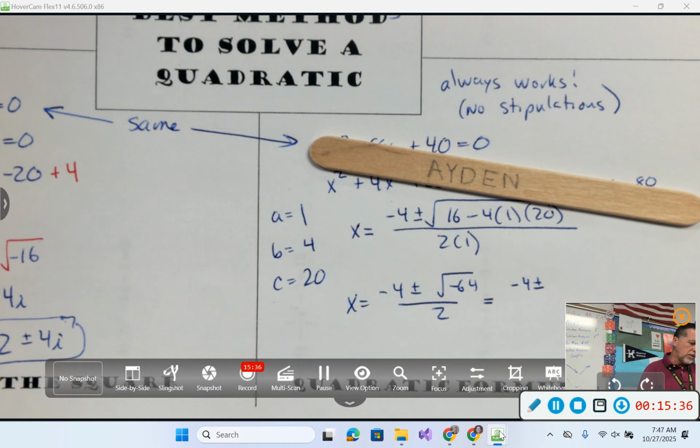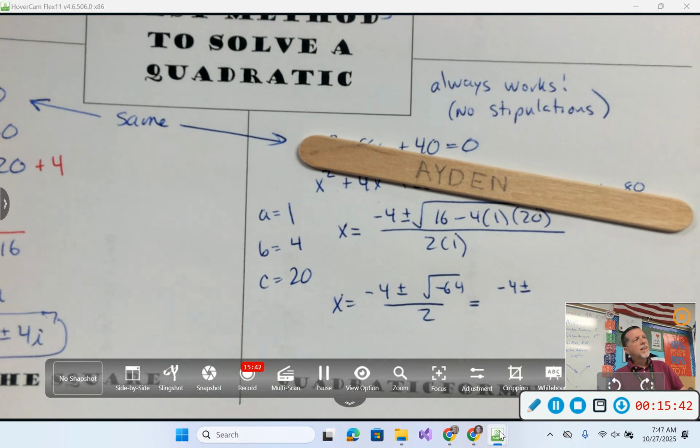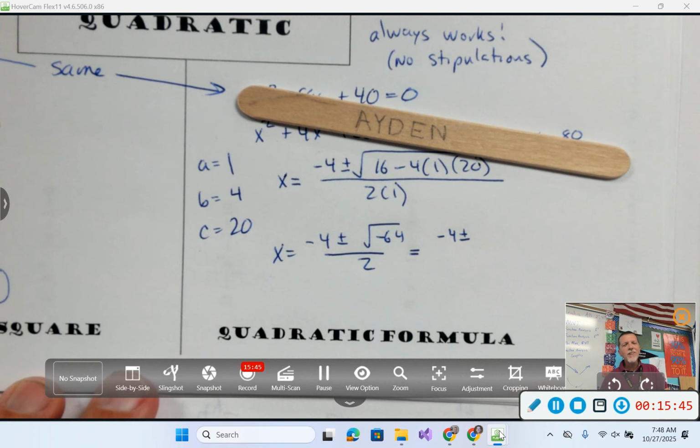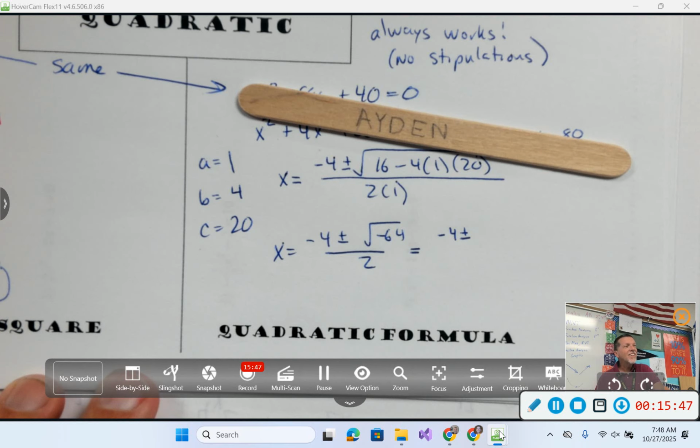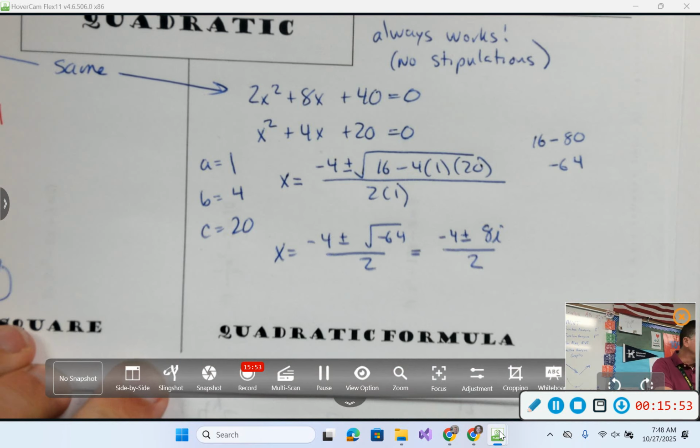But Aiden, what's the square root of negative 64? 8 is sort of right. The square root of negative. You got to take the i out. So 8i, all over 2.